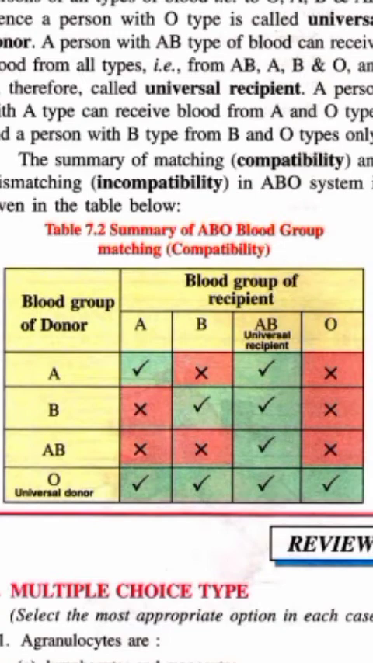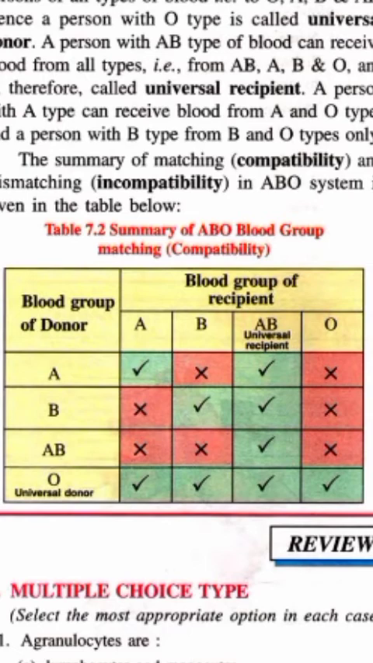So we have the summary of the ABO blood grouping system. As you can see in table 7.2, A can give to A and AB, but not to B and O, because B contains a different type of proteins and O does not contain any such protein or antigen. B can give to B and to AB. AB can give to nobody, because AB has both A and B.